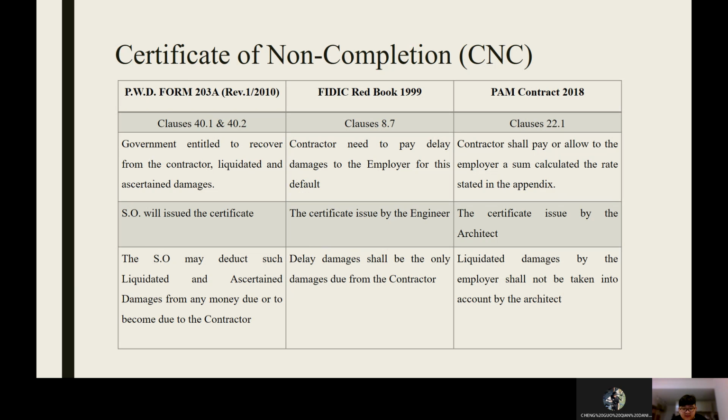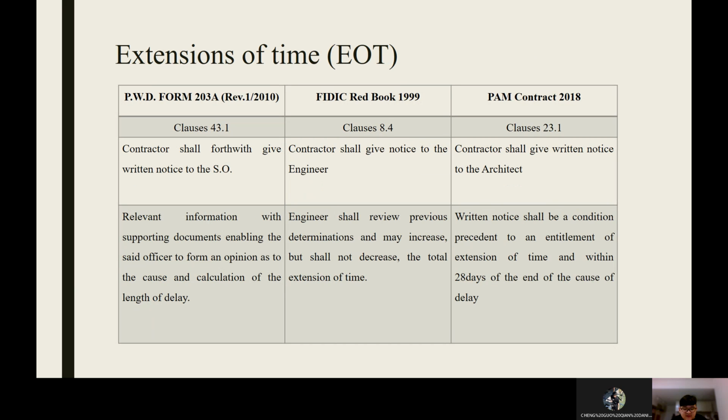Next topic is EOT, the extension of time. The PWD form uses clause 43.1. The contractor shall forthwith give written notice to the SO, and the relevant information with supporting documents enabling the said officer to form an opinion as to the cause and calculation of the length of delay. In FIDIC Red Book, the clause used is 8.4. The contractor shall give notice to the engineer, and the engineer shall review previous determination and may increase but shall not decrease the total extension of time.